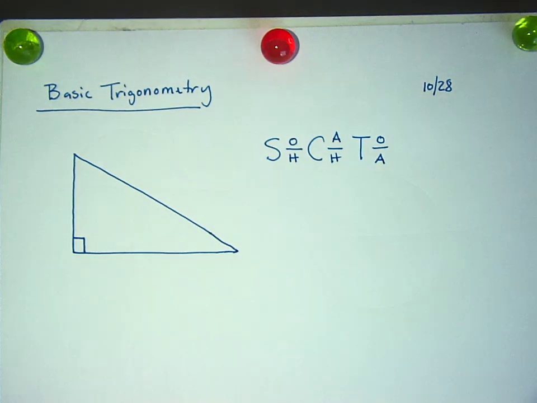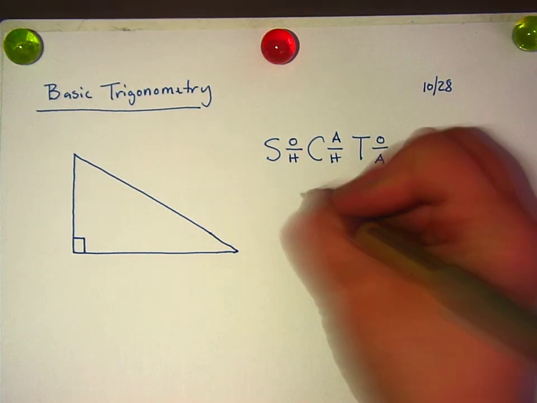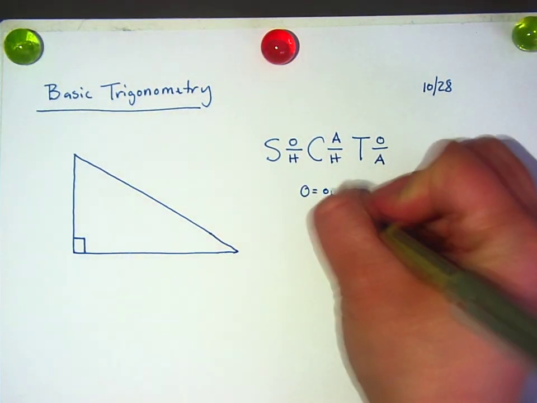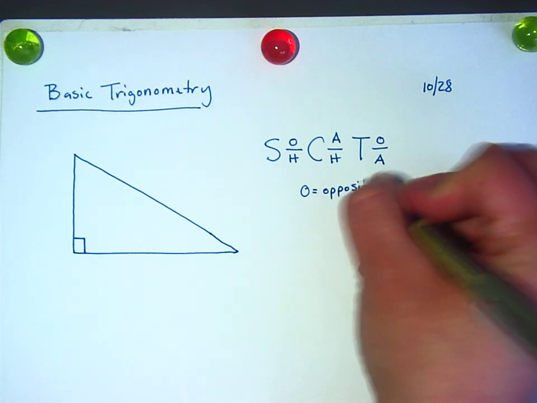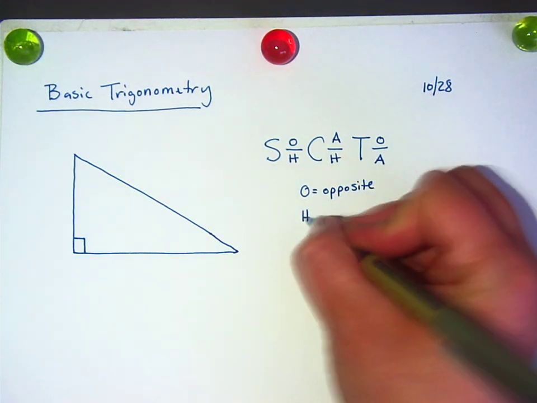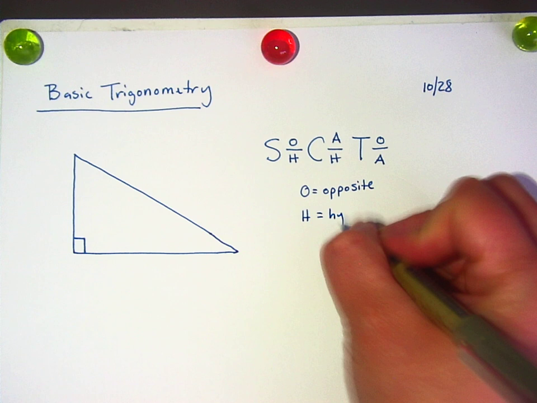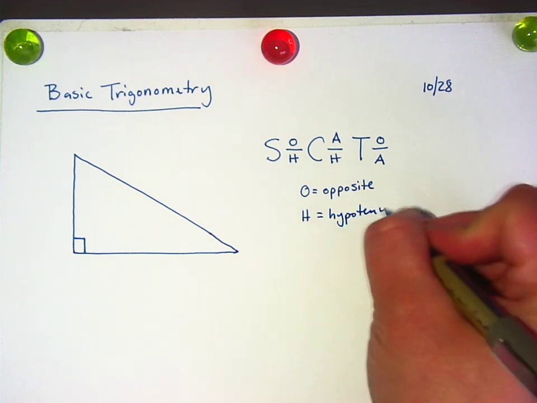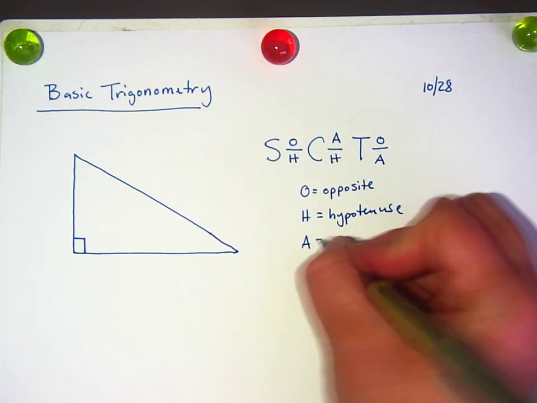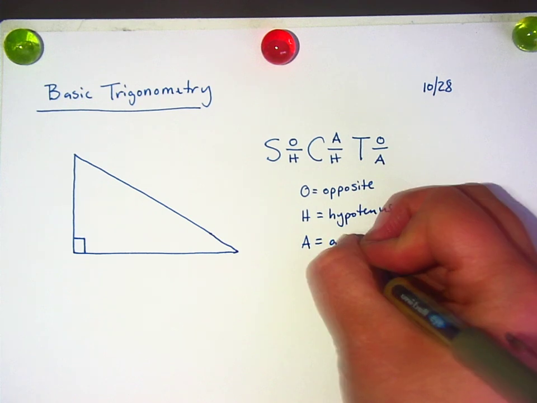What does the O and the H stand for, Jackson? Right, O is opposite. H is hypotenuse. And A is adjacent.